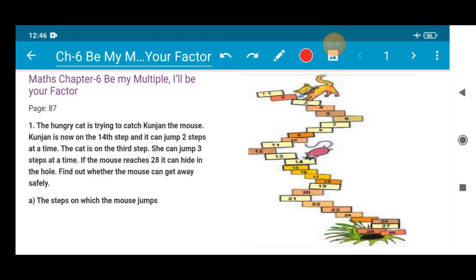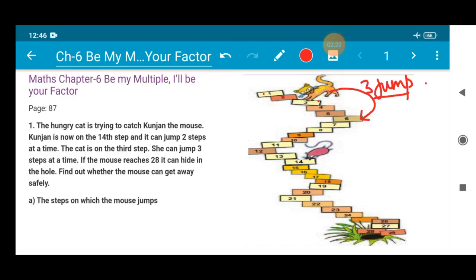The cat is on the 3rd step. Now the cat, you can see, is on the 3rd step. Now the cat can jump 3 steps at a time. So when she jumps, she will be on the 9th step, no, not the 9th step, she will be on the 6th step, because she is jumping how many steps? 3 steps she is taking, right? So she can jump 3 steps at a time.